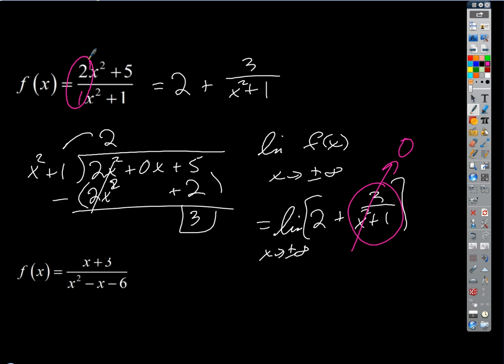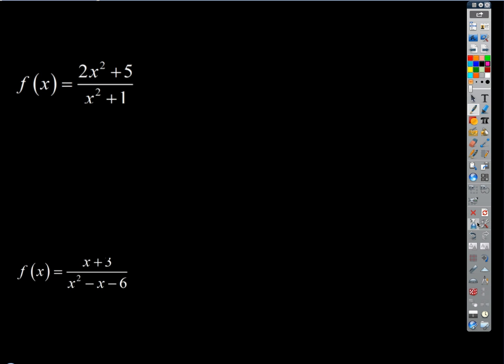We know that the behavior in a polynomial, as x gets really big, only the leading term contributes. Everything else is just insignificant, right? So really all we have to do, in a sense, is just think of this.